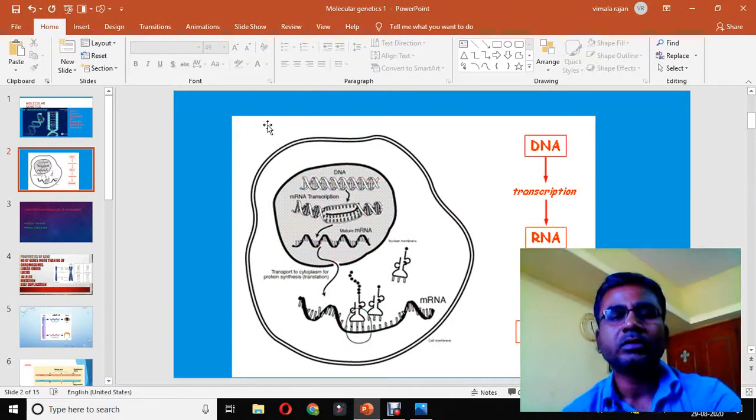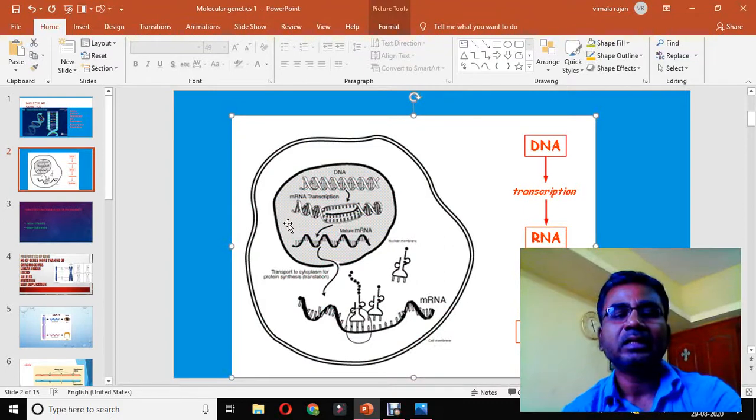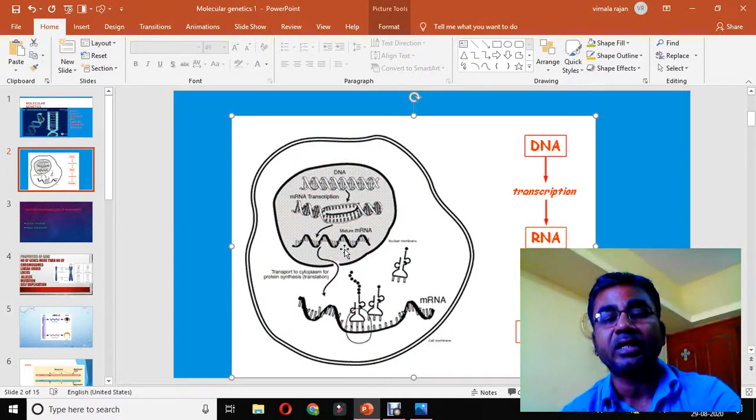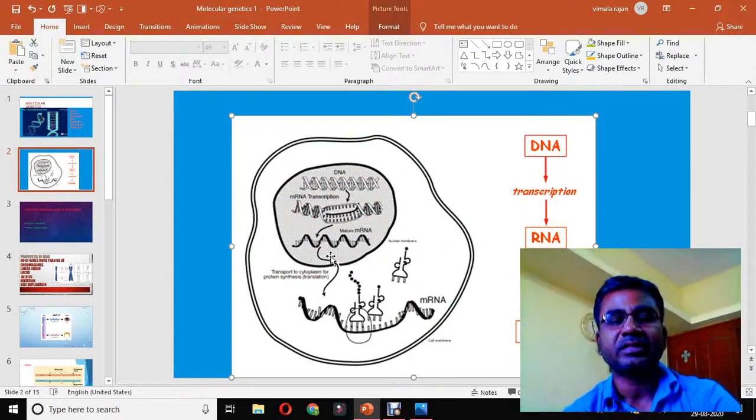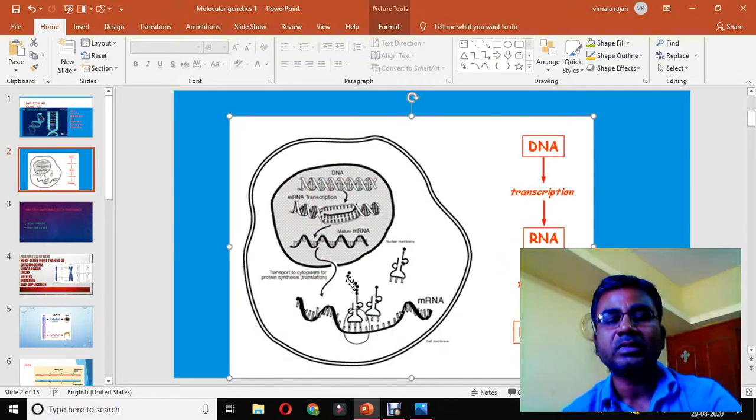Okay, so this is the structure of the cell. Look at that. In a cell, at the center, what is there? Nucleus is there, and in the nucleus, DNA is there. From the DNA, what is produced? mRNA is produced. So that process is actually transcription. The process of production of mRNA from DNA is transcription. And another process, translation. From mRNA, what is produced? Proteins are produced.